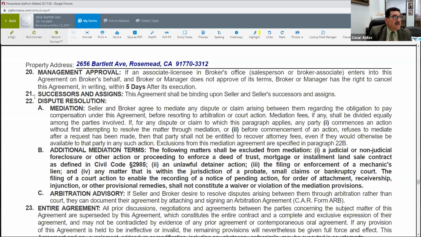In the event that the seller dies, the listing goes to the successors, or you can assign it. This agreement shall be binding upon the seller's successors, okay, right? If you have a dispute, if we have a fight between the seller and Coldwell Banker George Realty, we agreed to mediate. So we will call a mediation. Whoever is upset and wants to pay for the mediator will bring one in, and then we bring a mediation, right?